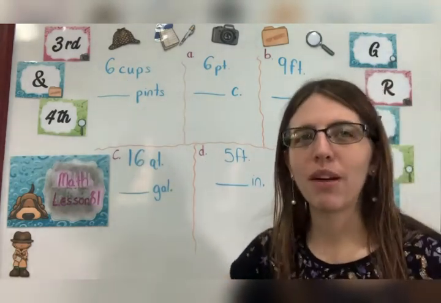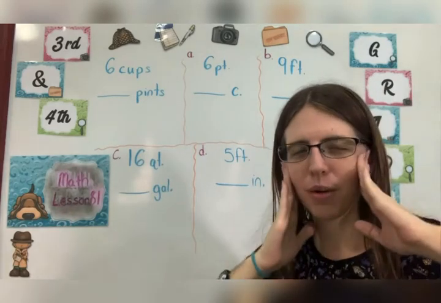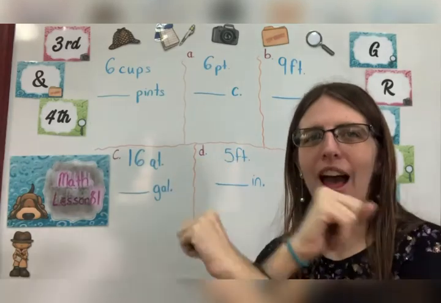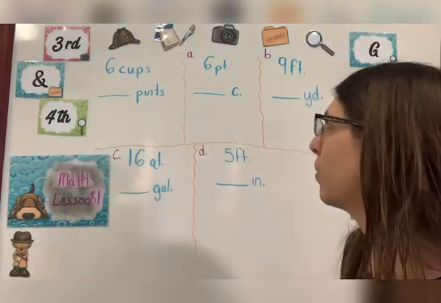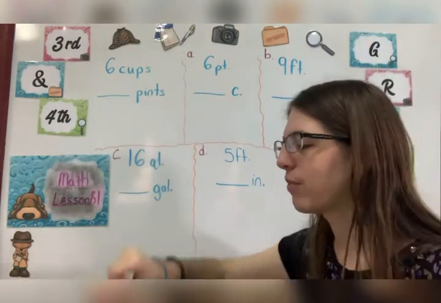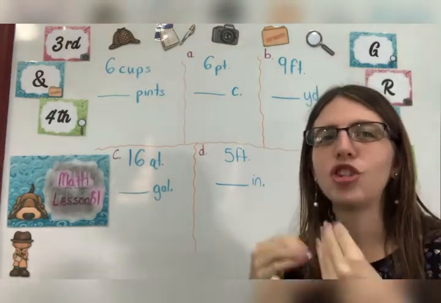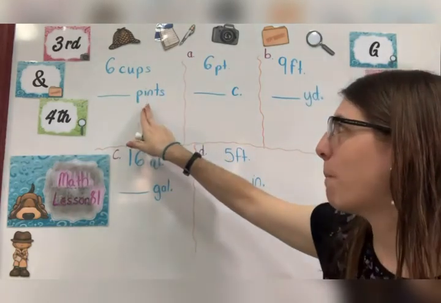Now remember, we have one thing that we already learned to help us to check what we do. Remember, if it's big to small, we multiply. Small to big, we divide. So we think about our units. Cups to pints. Okay, I want to change, that's what converting is, changing my 6 cups to pints.